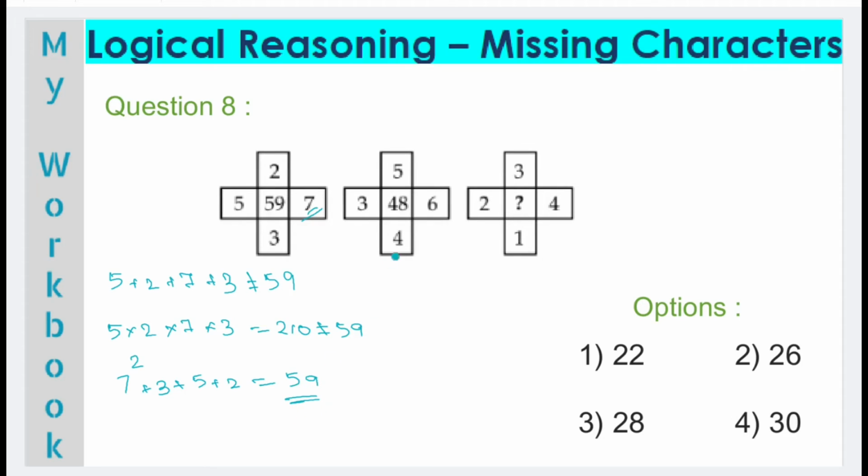Let's apply the same logic here. Let's square this 6. 6 square 36 plus 4 plus 3 plus 5 will be 48. So we have to square the rightmost number and then add the remaining three numbers to get the middle number. 4 square plus 1 plus 2 plus 3. 16 plus 6. That will be 22. So answer is option 1, 22.